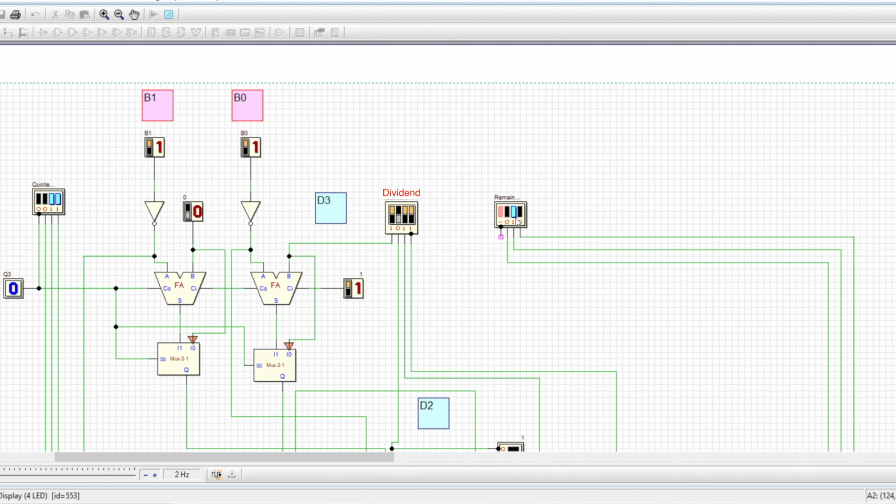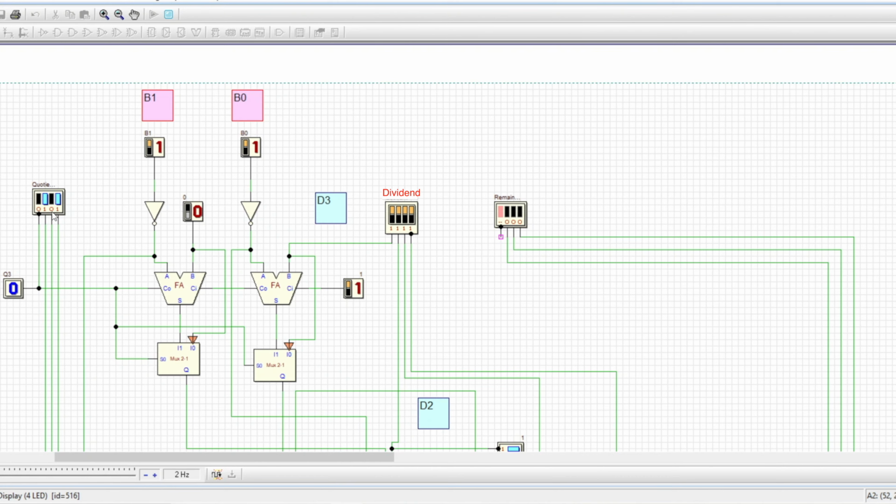And now let me change the dividend to 1 1 1 1. That means now our dividend is equal to 15, while the divisor is equal to 3. So in that case our quotient should be equal to 5. As you can see over here, the quotient is equal to 101. In the decimal that is equal to 5, and here the remainder is equal to 0.